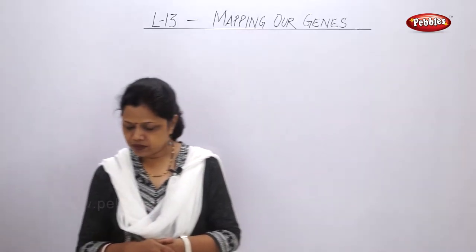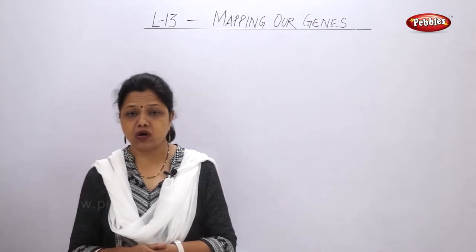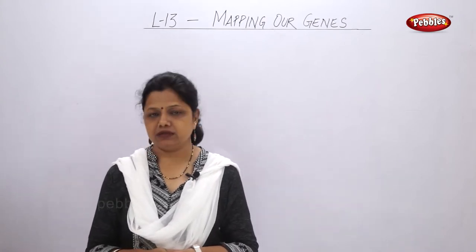Third, dominant character masks the dash character. Obviously, when dominant character is seen, the recessive character is masked. Masked means hidden. So the answer to the blank is recessive character. R-E-C-E-S-S-I-V-E.